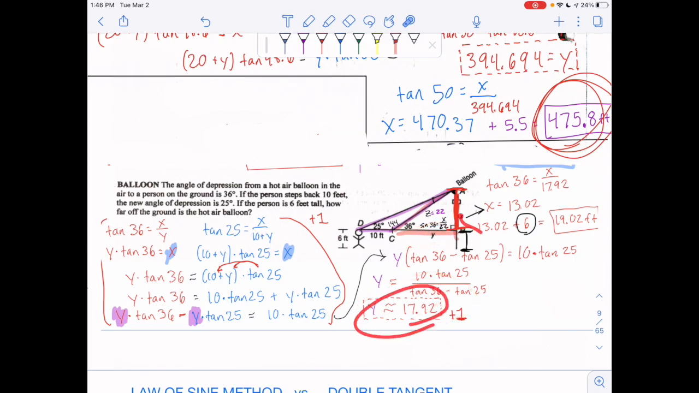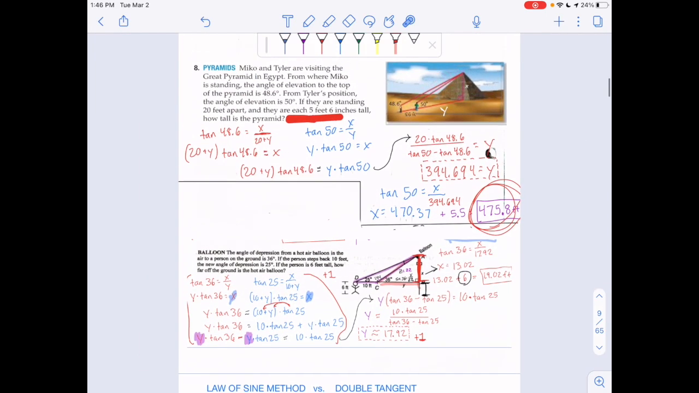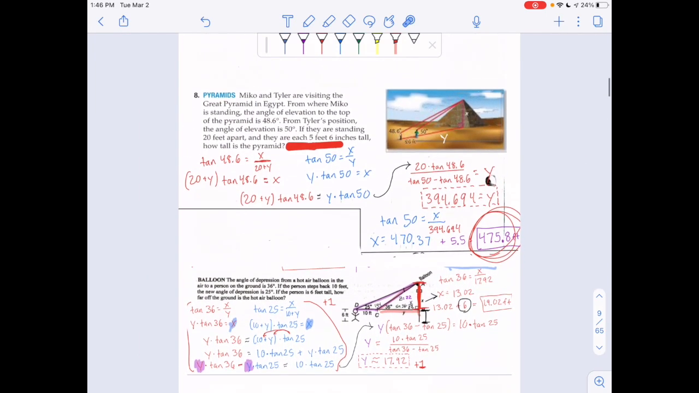and once you find that y, you got to do another tangent. You plug that back in to get your x. Okay, your x is 13.02. Don't forget the height of the person, 6 feet. And that's your answer, okay? So that's how you do your double tangent problem.